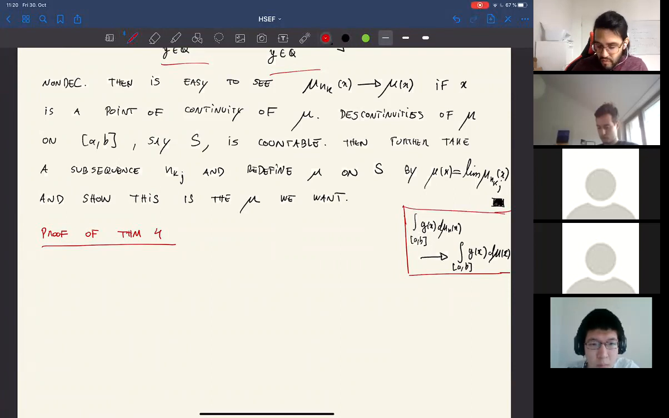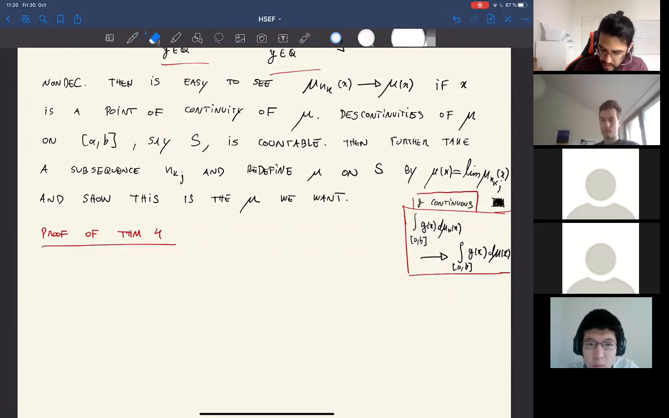That's easy to show because this should work for every g continuous. So why should this work for every g continuous? Well, assume first that g is C1, and then this integral you can do by integration by parts. Then you just have a sequence of functions converging pointwise to another, and you use the dominated convergence theorem to prove it. So if it's C1, it's okay.